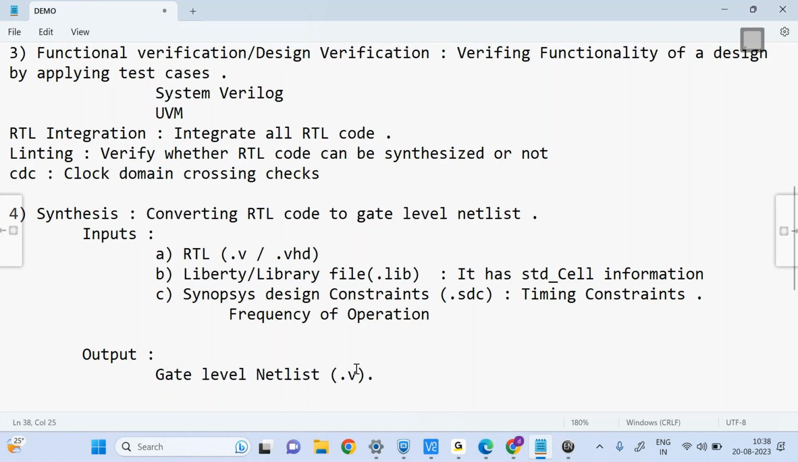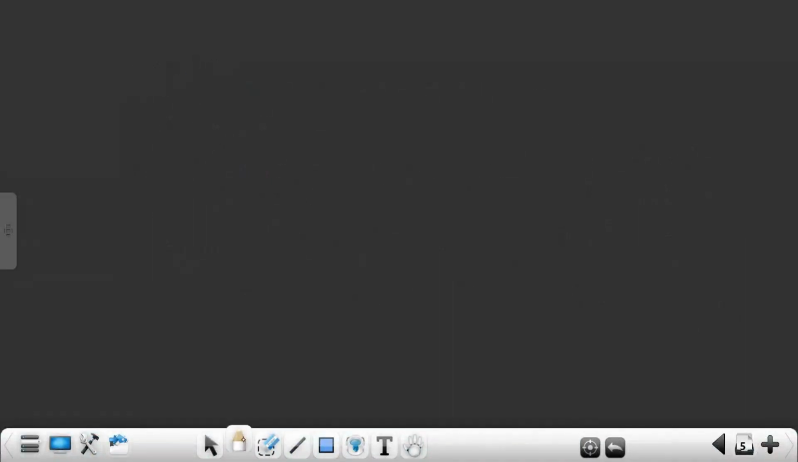See, RTL has Verilog in behavioral format, like if statements and case statements. But the gate level netlist has gate information, the gates and their connections. I will give you one example of a gate level netlist. To understand what a gate level netlist is, take this example. You have one AND gate with one pin called A1, another pin called A2, and output pin Y. This net is the N1 net, this net is the N2 net.